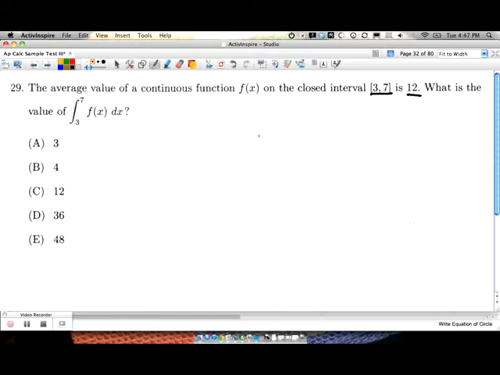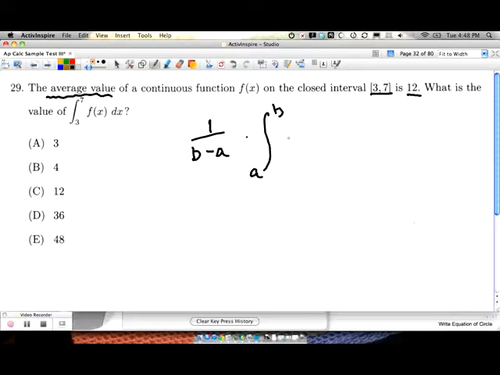Okay, well that's easy enough. When we hear the words average value, some things should be going off in our head. The first one that I think of is the general formula for average value. It's 1 over b minus a times the integral from a to b of some function. And right now they don't really care what the function is. It's just some general function f. But they did give us specific values for a and b. So let me go ahead and fill that in.